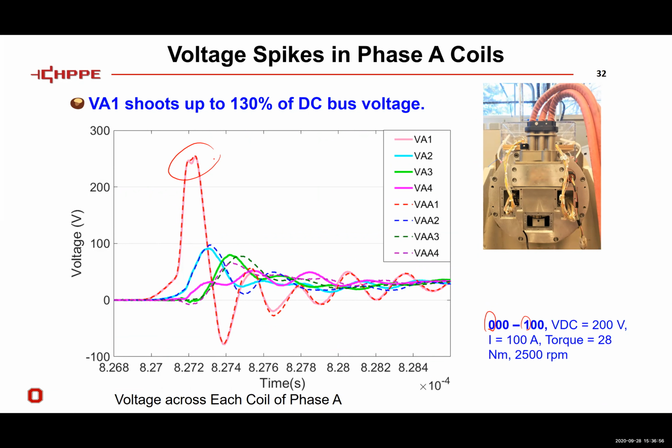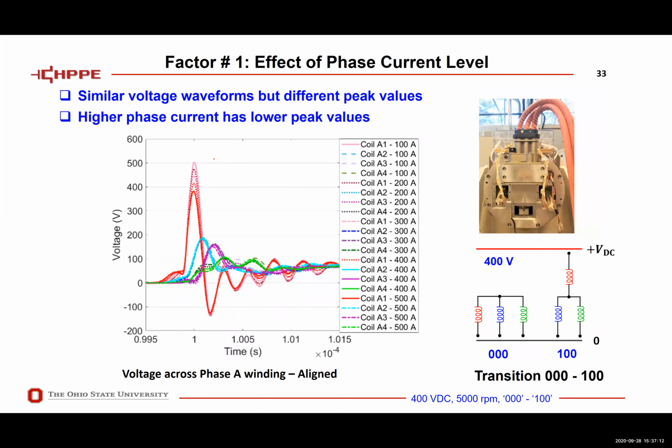And then we looked at all the data and tried to find out how DC bus voltage, speed, or current magnitudes affect the voltage propagation pattern. For example, this first one looks at the effective phase current level. We have five phase current levels here, from 100 amps to 500 amps. This is for 100 amps, and this is for 500 amps.